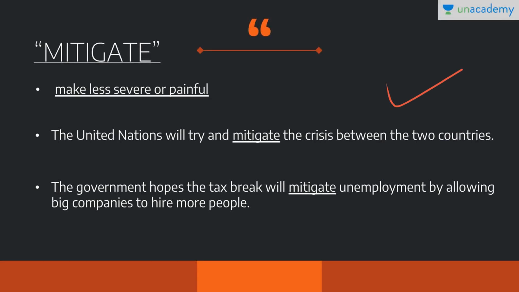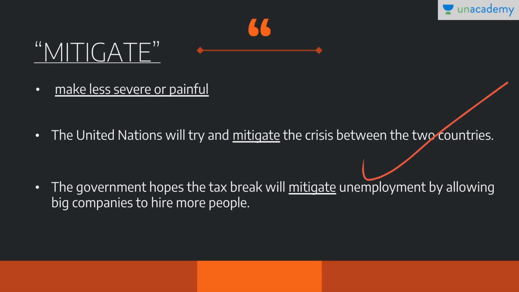The next word is mitigate. Now mitigate means making something less severe or less painful. The United Nations will try and mitigate the crisis between the two countries. Now, painful and severe again are two different kinds of words and different degrees of negative words that we use. So, do not confuse the meaning. Mitigate here means making less severe.